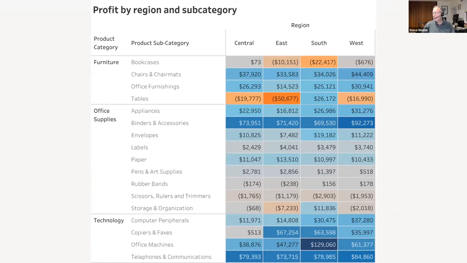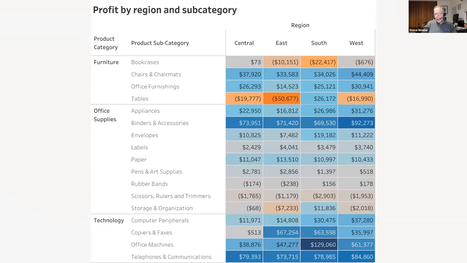And immediately, you can see the tables in the east is the worst. You can see that office machines in the south is the best. You can also see tables in general are doing terribly, and you can see that binders and accessories are doing really well, as are a bunch of other categories. Stuff just pops out, and you haven't taken away the beloved numbers.